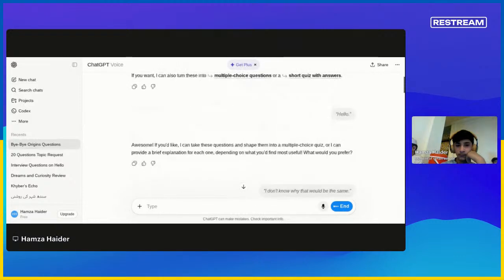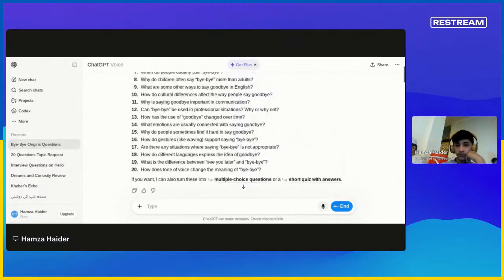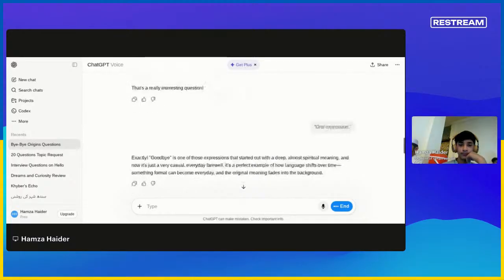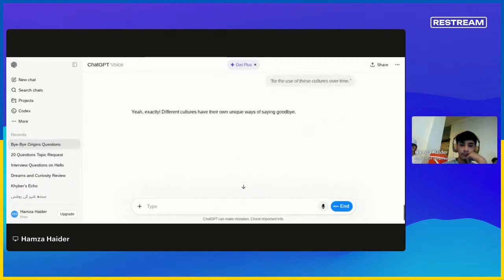To maintain a sense of respect and professionalism. Bye-bye tends to feel a bit too casual, so people just naturally avoid it in formal or work contexts. How has the use of goodbye changed over time? Yeah, exactly. Different. What emotions are connected with saying goodbye?